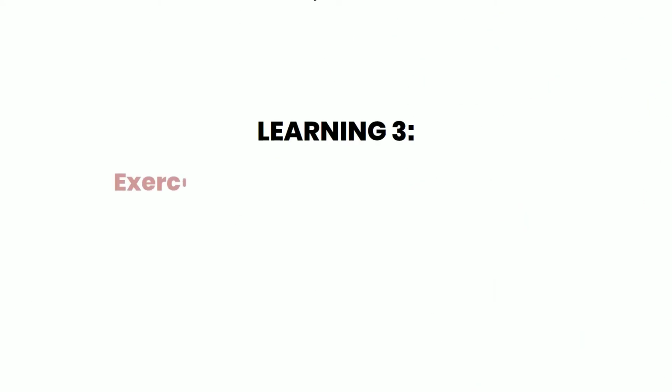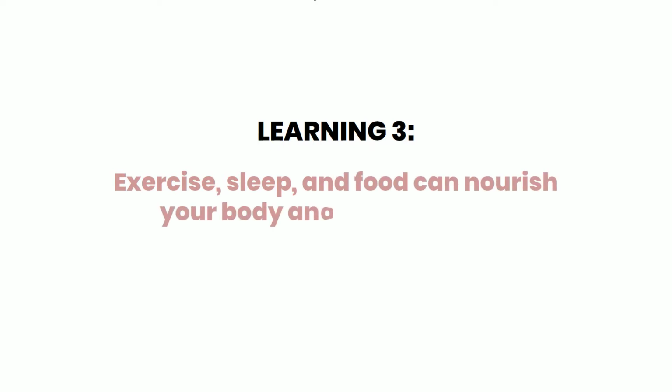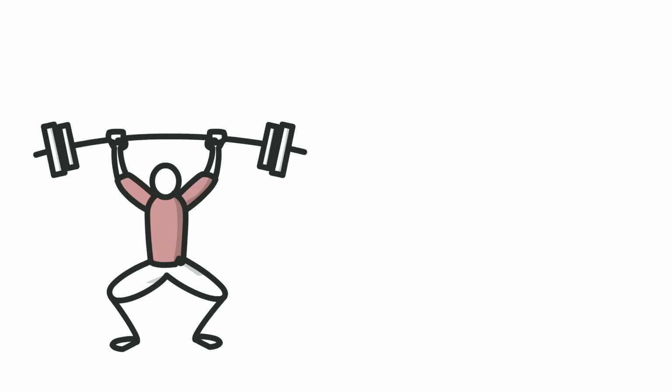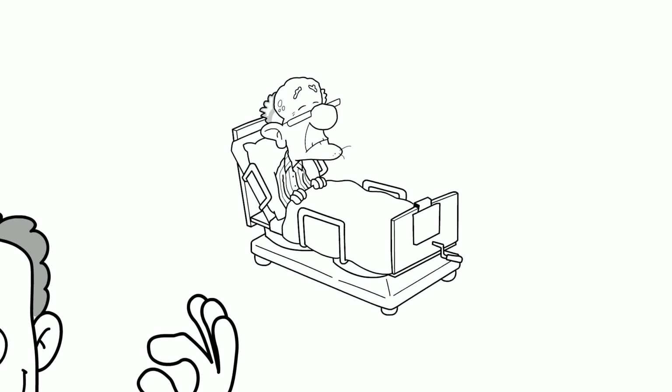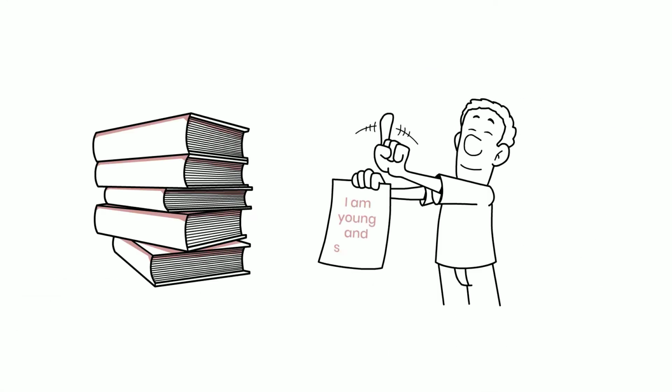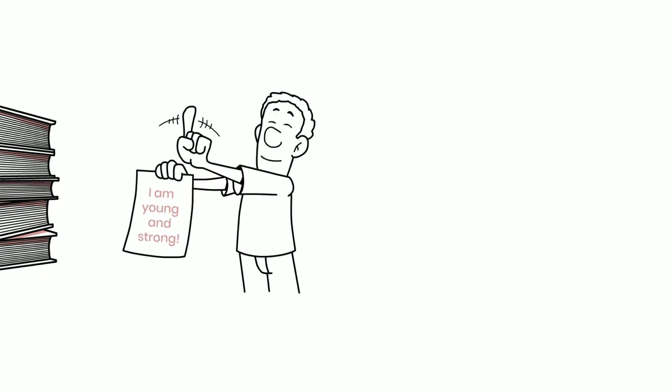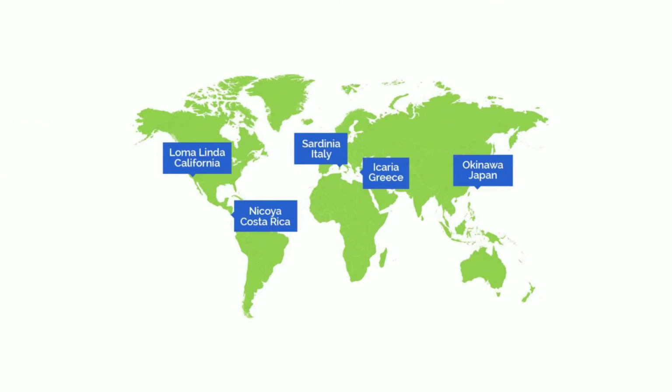Learning 3. Exercise, sleep, and food can nourish your body and prevent aging. The fact that a healthy way of life will keep the body in good shape for a long time is not a secret. Despite this, you will still end up all wrinkled, senile, and aged upon the day you die. According to the extensive research contained in this book, you can avoid that from happening to you. In what way? Take a look at the blue zones for an example.